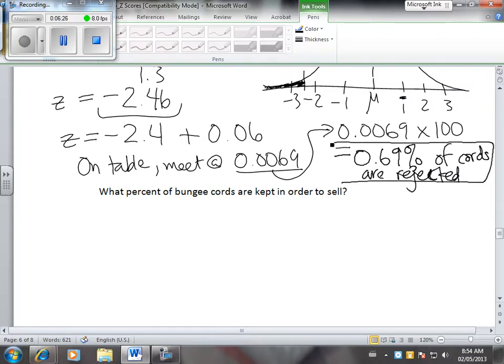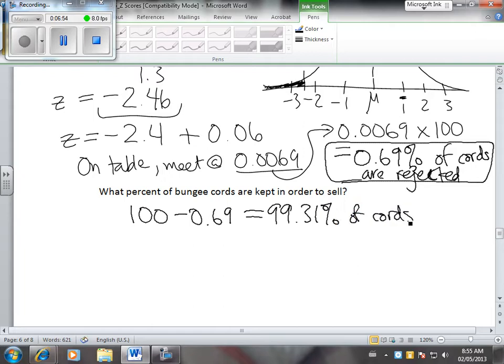And we can square that up, and that's our answer there. So then if we want to look at what percentage of bungee cords are kept in order to sell, basically everything that's not rejected is kept to sell. And so all we have to do is take 100 minus 0.69, and that gives us 99.31% of cords are kept to sell.